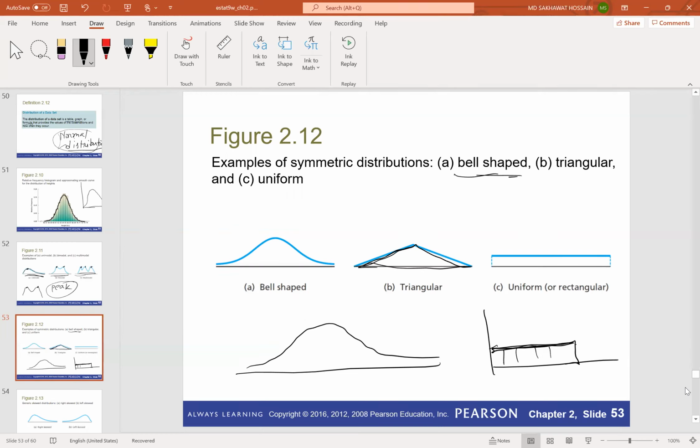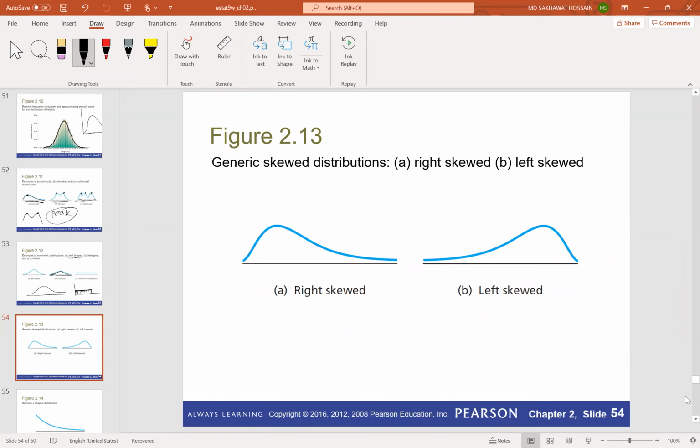Actually, this height represents the frequency or relative frequency of the distribution. So this is called a uniform distribution. Here the values are uniformly distributed because the height for each value is the same. So that's why this is called a uniform distribution or rectangular distribution.